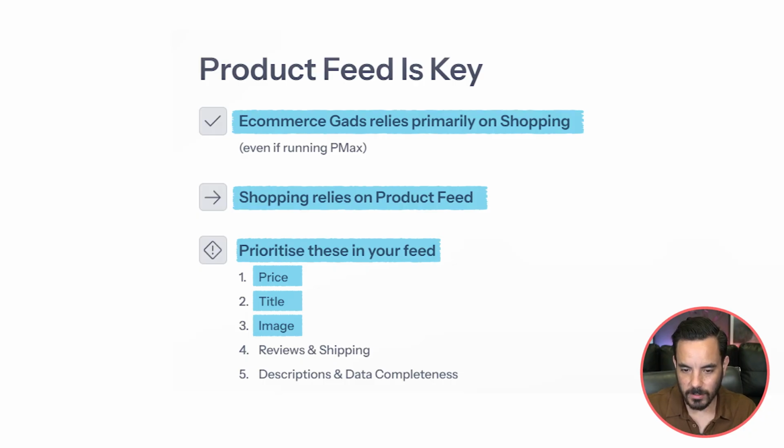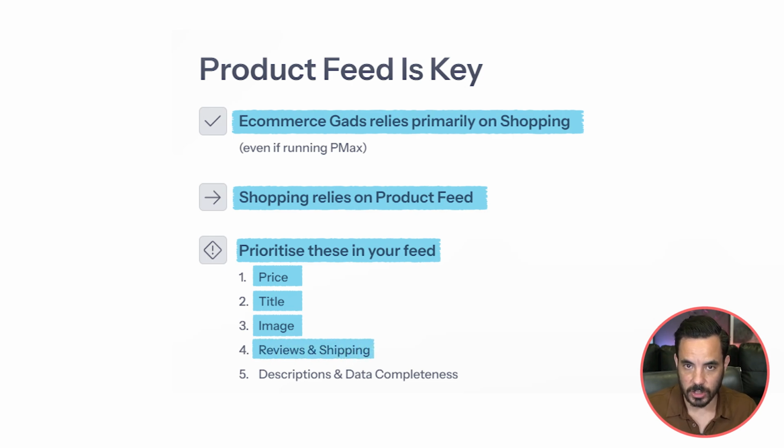Google Ads. Image, on the other hand, is super important as well. Next on the list after title. Image is more about click-through rate, though. Having a good image doesn't necessarily get you discovered more, but it raises the click-through rate of your ads once you have been discovered. The next best thing you want to focus on is your reviews and shipping.